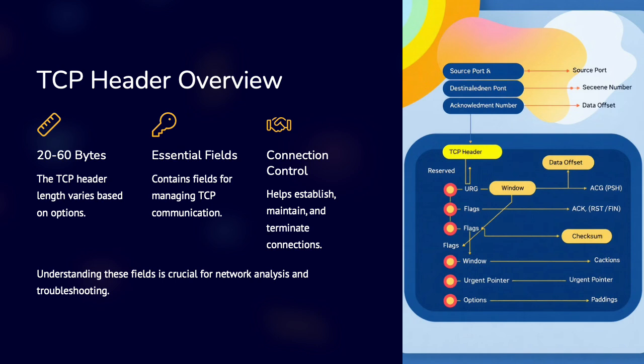So, it is important to note that the size of the TCP header can vary. It is typically between 20 to 60 bytes long. The variation is due to the options field, which isn't always present. Connection control helps us establish, maintain, and terminate connections. Understanding these fields is crucial for network analysis and troubleshooting.